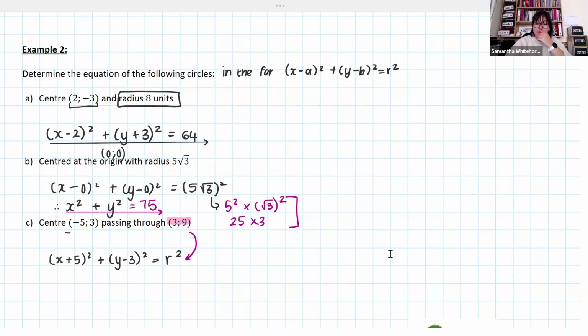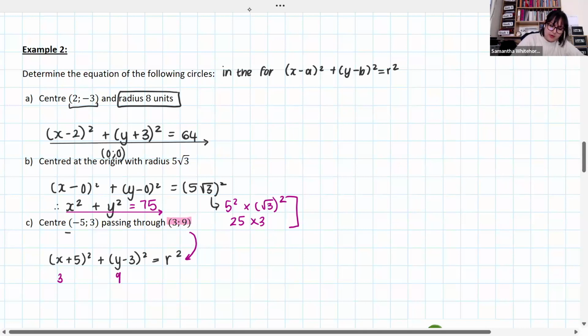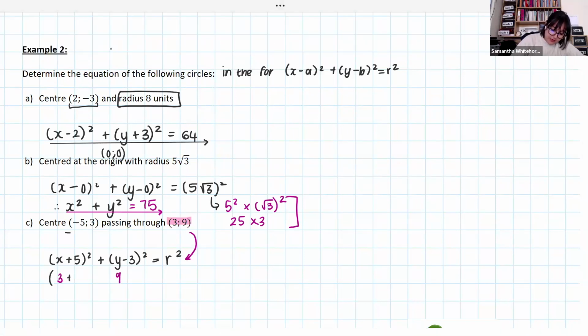So how can I use this information that I have to work out the rest of the equation of my circle? Nice, Leila. Exactly that. We just substitute in a point. It's the same as any other function. Granted, a circle is not a function. We know this, it's a relation. But if we know a point passes through it, we know we can substitute that point into the equation. So I'm now going to substitute in place of x and y, 3 and 9. So I have 3 plus 5 squared plus 9 minus 3 squared equals r squared.